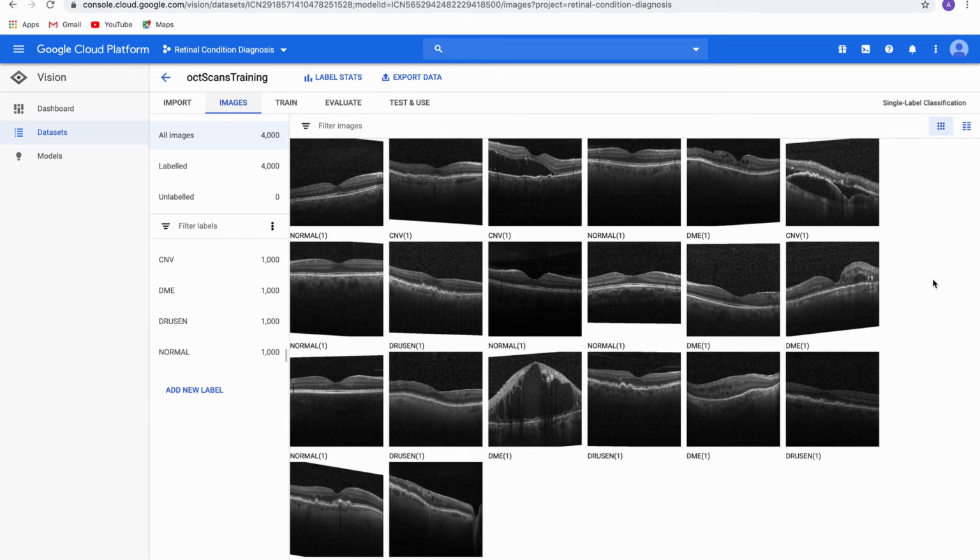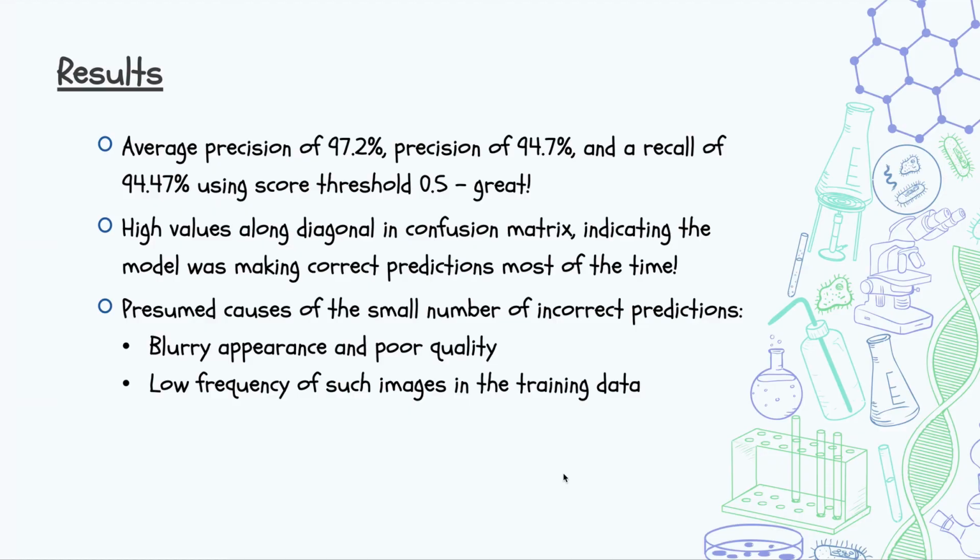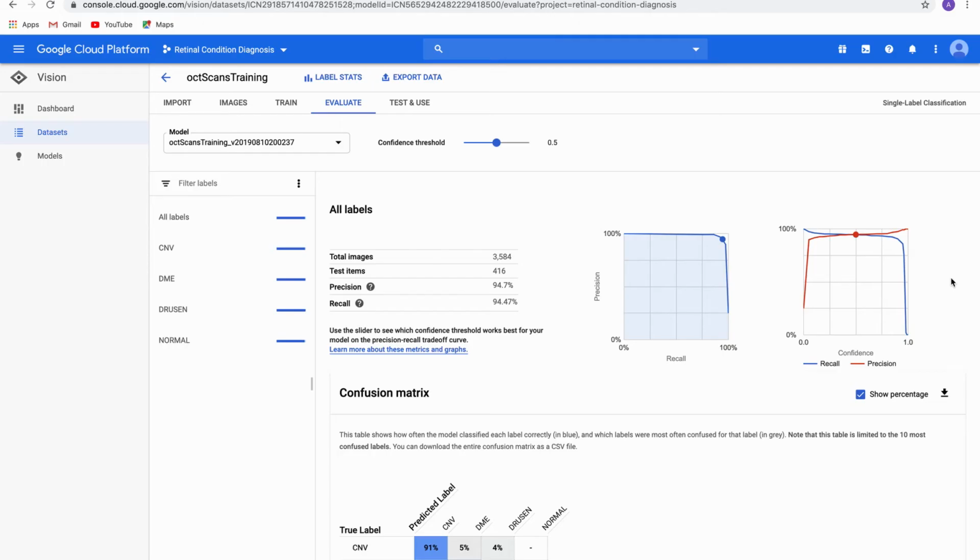Now, the model was trained for 4 compute hours. The results were promising. Using a score threshold of 0.5, the model showed an average precision of 97.2%, a precision of 94.7%, and a recall of 94.47%. For detailed evaluation, I checked the Evaluate tab as well.